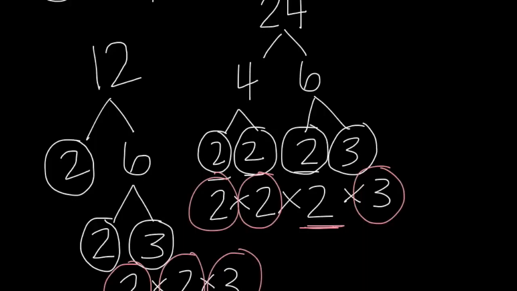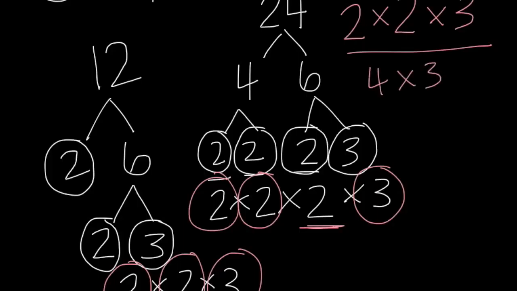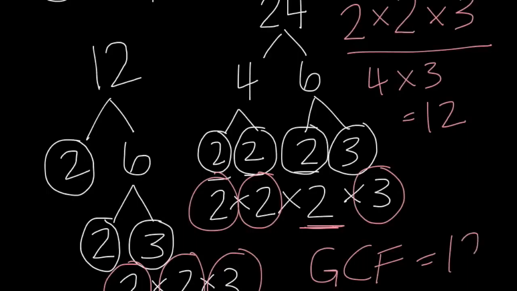So now that I know that in common they have 2 times 2 times 3, I can go ahead and multiply that out to get that greatest common factor. So I know 2 and 2 is 4 times 3, which equals 12. So together, that means our greatest common factor of 12 and 24 is equal to 12.